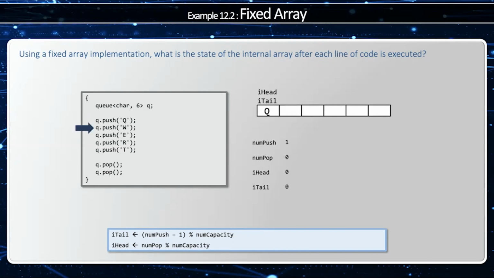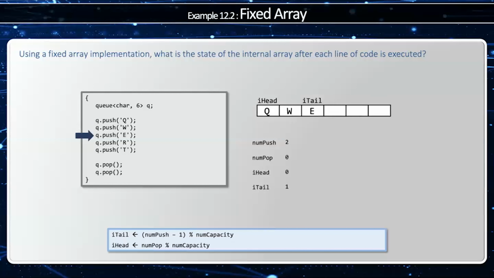Now let's push W here. So that's going to go on to the end there. And now my num push is 2. My num pop still is 0. I haven't popped yet. And my head remains at slot 0. But my tail is now slot 1. Why is that? Because my tail is num push, which is 2. 2 minus 1 is 1. 1 mod num capacity is going to be 1.